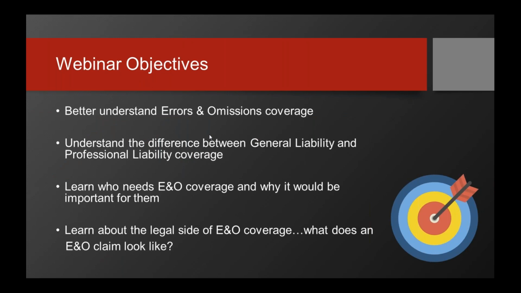So today, we want you to better understand errors and omissions coverage. It's really crucial to understand the difference between general liability and professional liability coverage. And then learn who needs E&O coverage, that's how to be able to determine when you've got a professional or not. And then let's talk about the legal side of the E&O and what an E&O looks like.